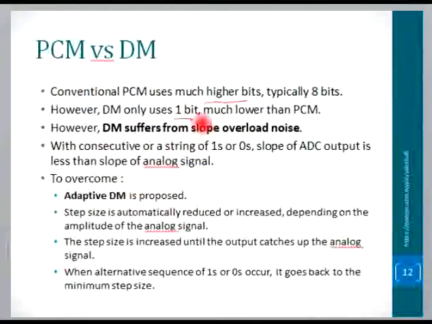To overcome the drawback of DM, adaptive DM is proposed, where the step size is automatically reduced or increased depending on the amplitude of the analog signal. The step size is increased until the output catches up with the analog signal. When an alternating sequence of 1s and 0s occurs, it goes back to the minimum step size. So this is the characteristic of ADM.